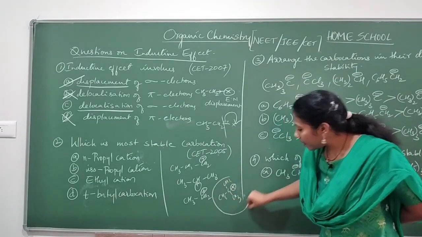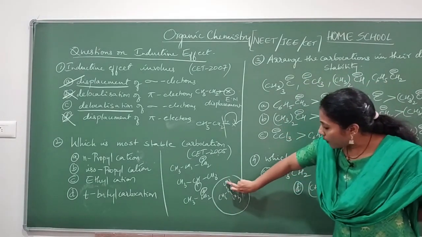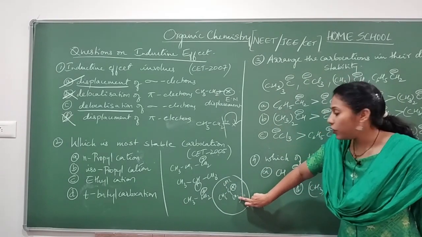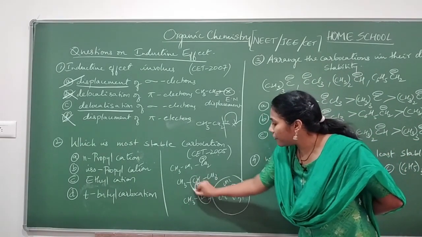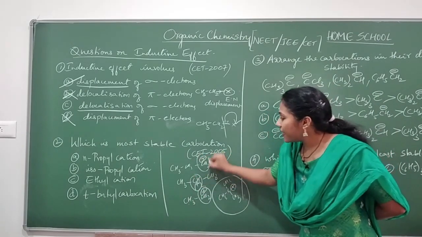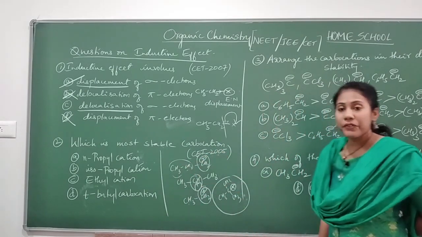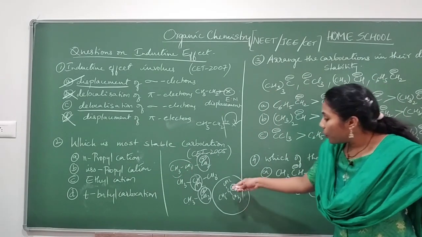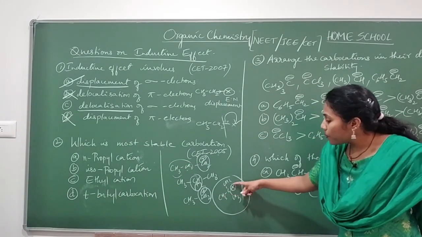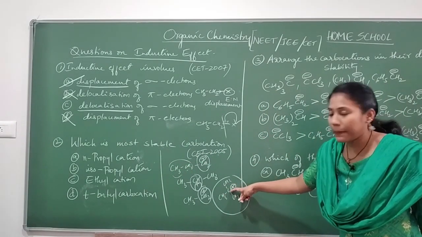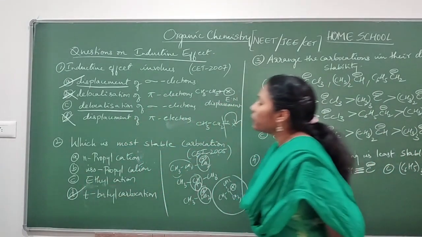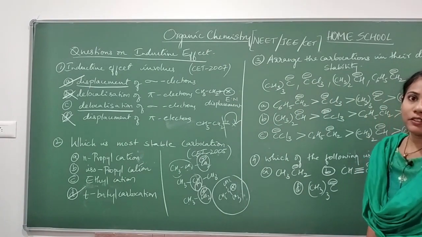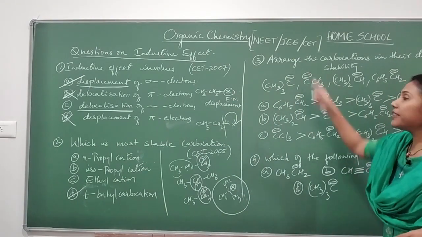Tertiary butyl carbocation. Yes or no? 1, 2, 3 electron donating groups are there, and here for this only one is there, here for this only two are there, for this one is there. Got to know? The more electron donating groups, the more stability this carbon gets. So what is your answer here? Tertiary butyl carbocation. And coming to the third question here.